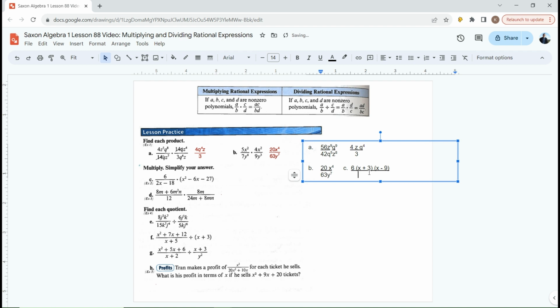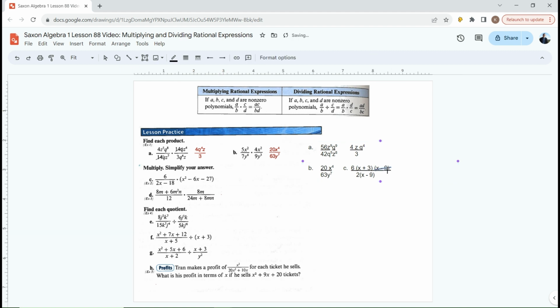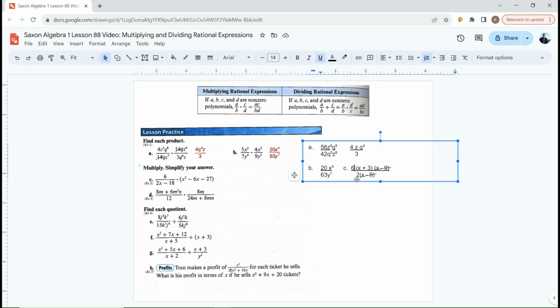2x minus 18. But 2x minus 18, I could factor a 2 out of there. That's 2 times x minus 9. Okay, now, do I have any factors in common in my numerator and my denominator? Well, I notice that this x minus 9 matches x minus 9 in the denominator. Those two are going to cancel. Additionally, this 2 in the denominator cancels with the 6 because 6 has 2 as a factor. And when I cancel this 2, the 6 on the top becomes a 3.